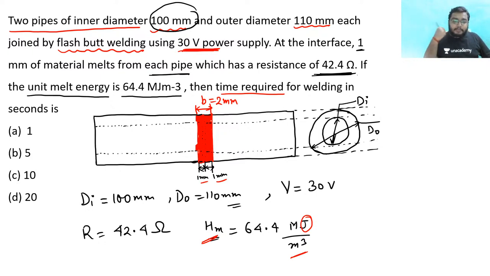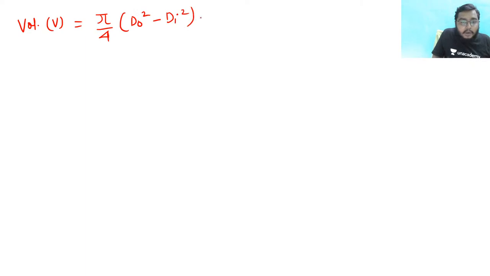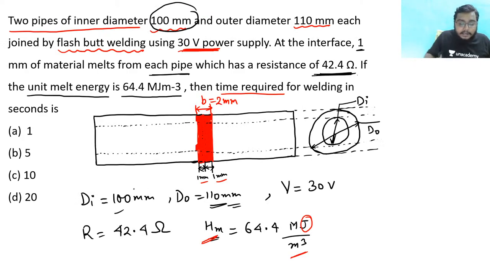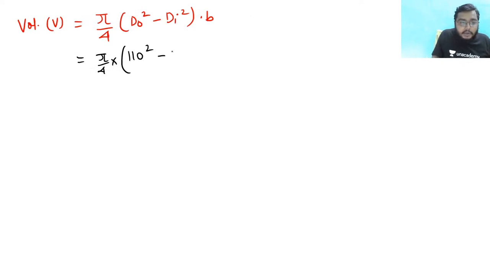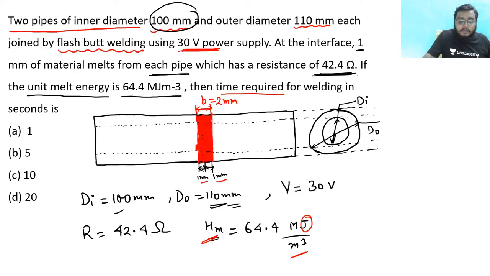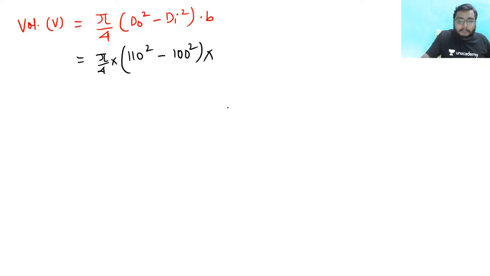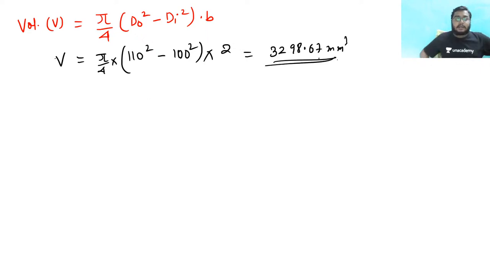So how to find the volume? V would be pi by 4 into (D outer square minus D inner square) into B. D outer is given as 110, and this is 100. So put it here: 110 square minus 100 square, into B, which is given as 2 mm. Now when you calculate it, you will get the V value as 3298.67 mm cube.